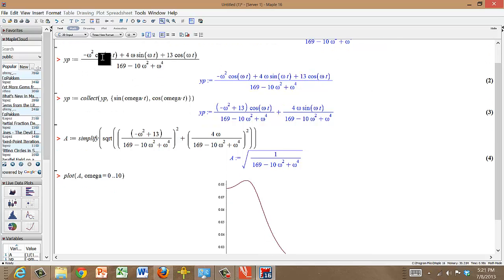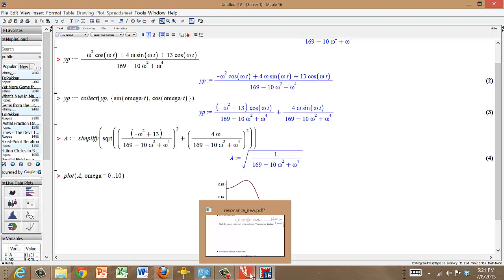I got this just by copying and pasting the line above, and here I've factored things. I've used the Maple command collect to factor everything, and I said factor out the terms that have sine omega t and cosine omega t in them. And here is what you get. You get that the steady state solution is this thing times cosine omega t plus this thing times sine omega t. So let me copy that down.